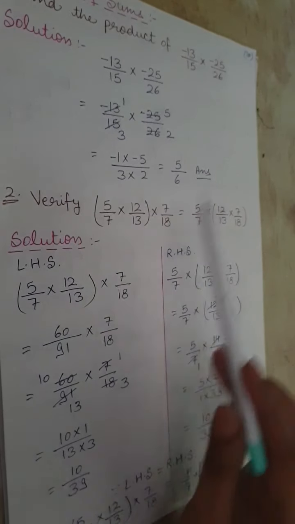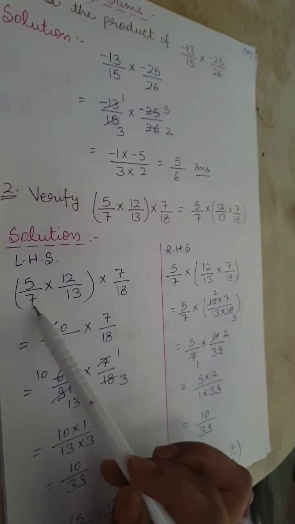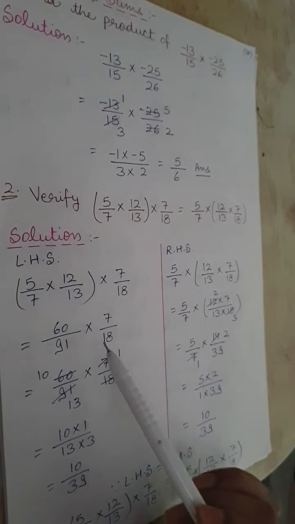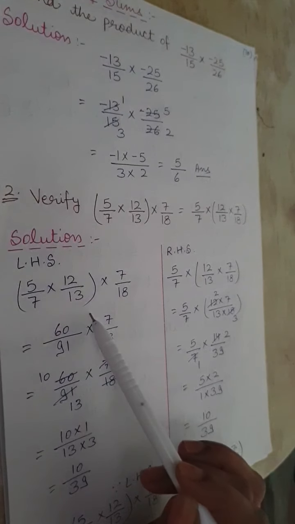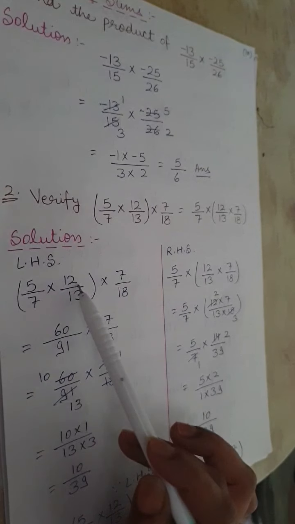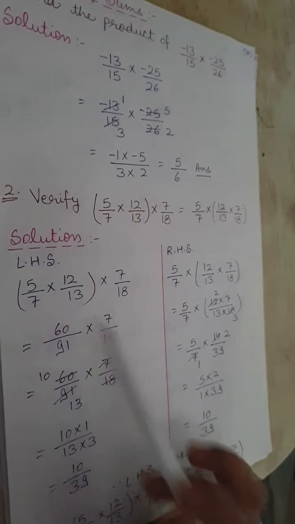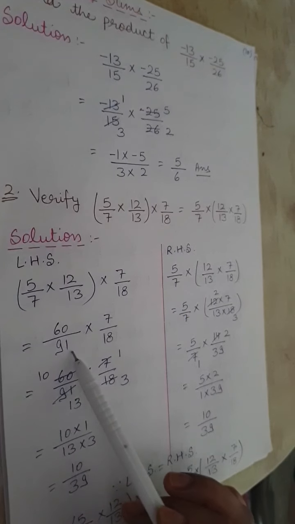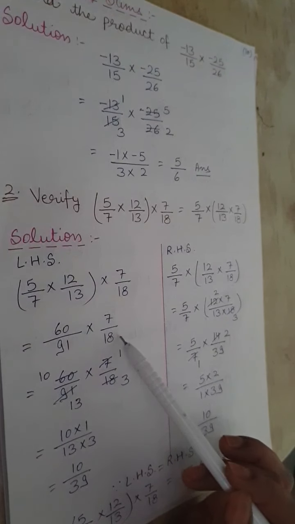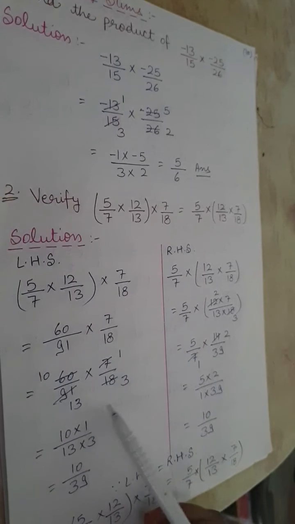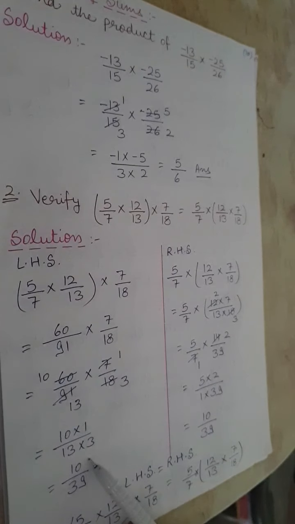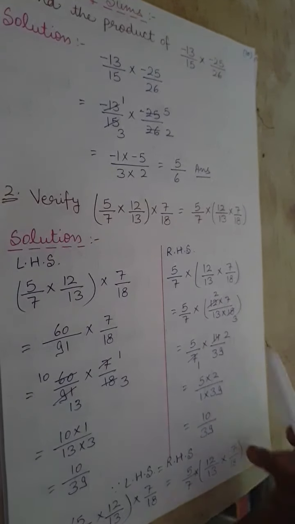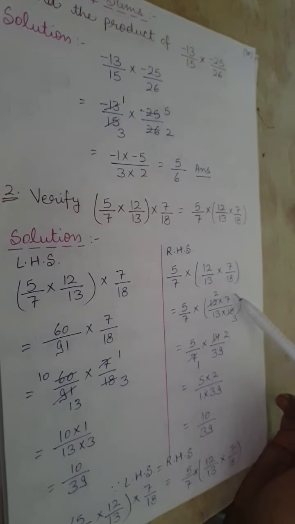The method is the same. LHS: 5 upon 7 multiplied by 12 upon 13. Here it cannot be cut by any table, so we multiply numerator to numerator and denominator to denominator. What we get is 60 upon 91 multiplied by 7 upon 18. Now simplify them. What we get is 10 multiplied by 1 divided by 13 multiplied by 3. And what is the answer? 10 upon 39.